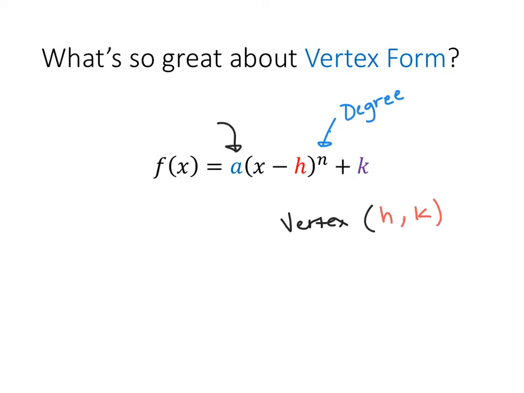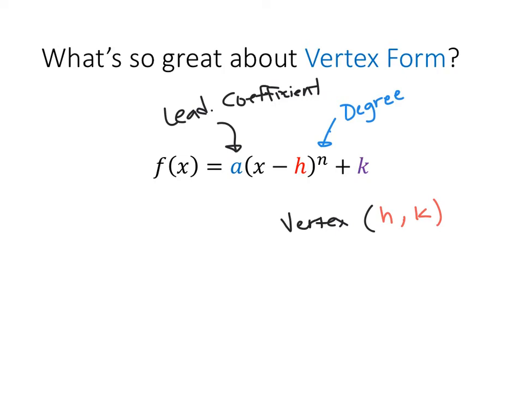And a, similar to the standard form, will tell us our leading coefficient. We're going to use that, like I said, with our end behavior, but the leading coefficient at least tells us a little bit more. We can also talk about how it means that it's a stretch or a shrink from our original value and tells us whether it's reflected. So those still apply to our vertex form.